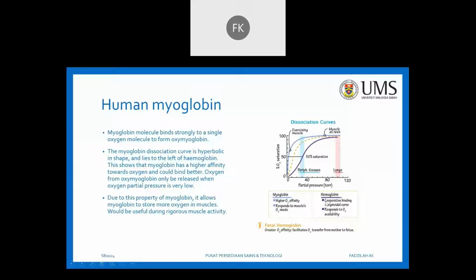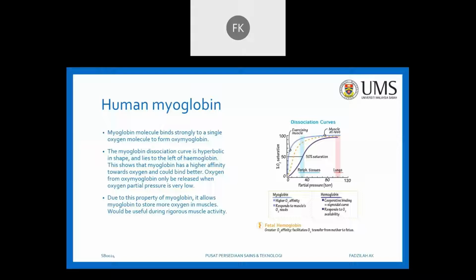Hemoglobin has a sigmoidal curve. The purple one here is the sigmoidal curve of hemoglobin. Compared to hemoglobin, myoglobin is more efficient at binding to oxygen, and this is in your active muscle.